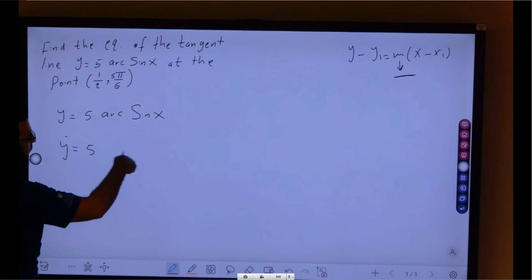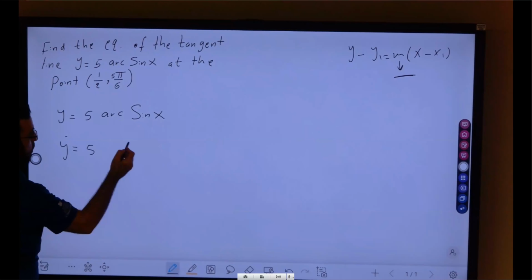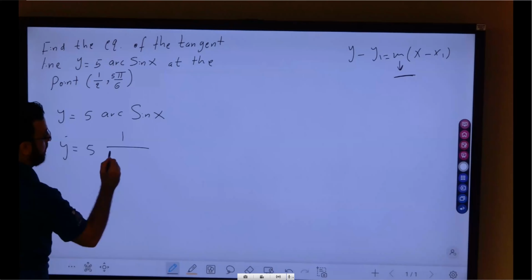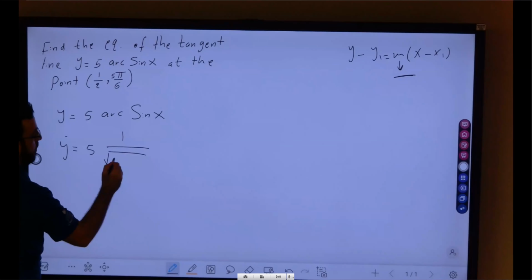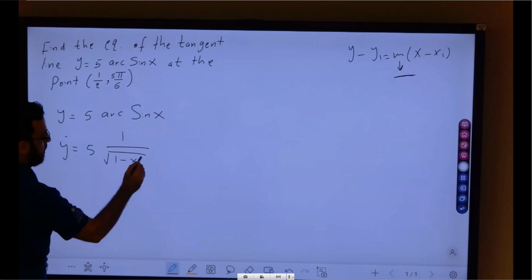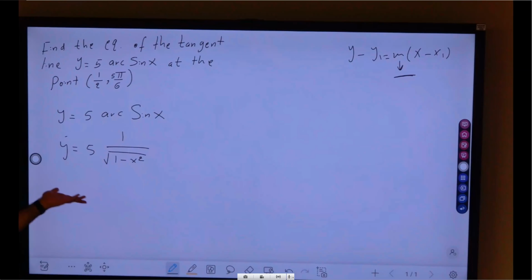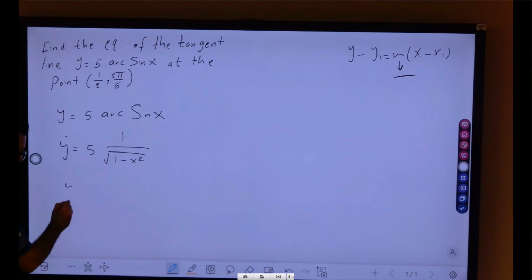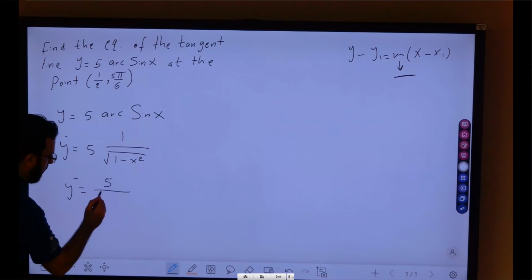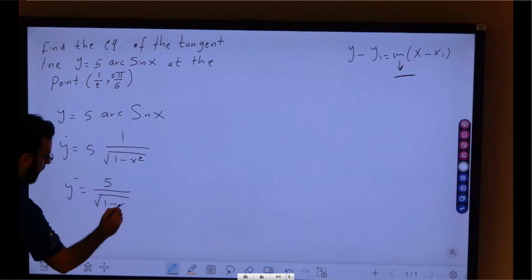What's the derivative of arcsine? It's 1 over the square root of 1 minus x squared. That's the derivative. Can you simplify it? If you want to simplify it, just y prime equals 5 over the square root of 1 minus x squared.